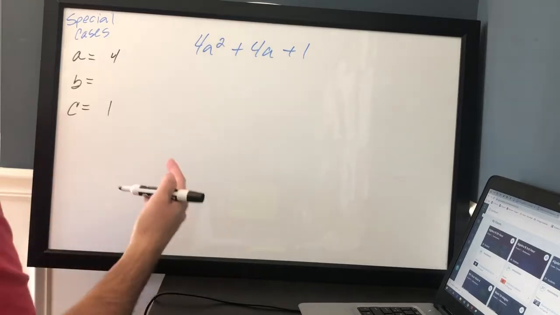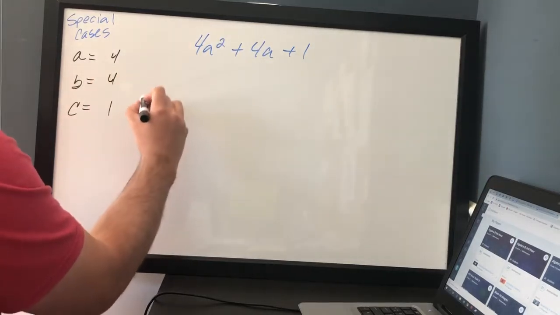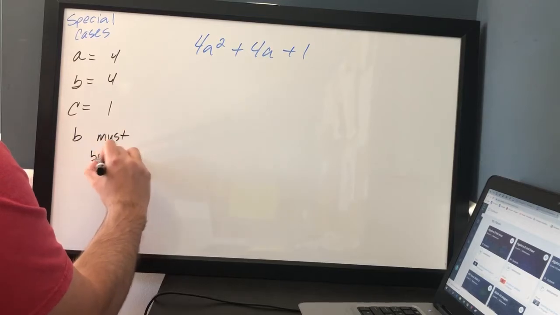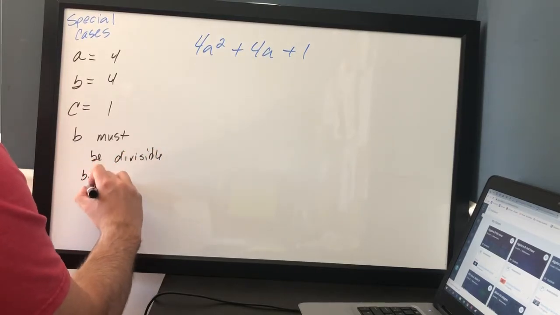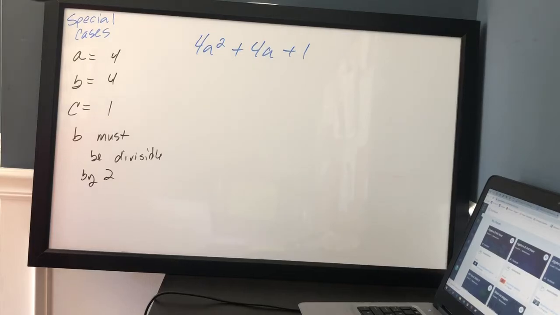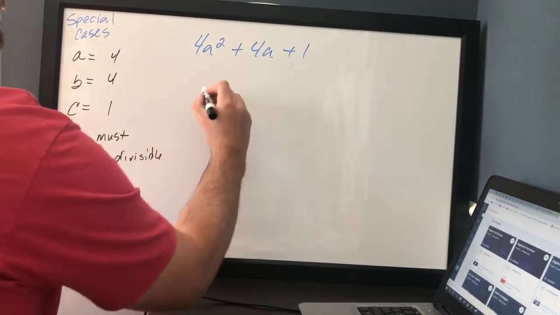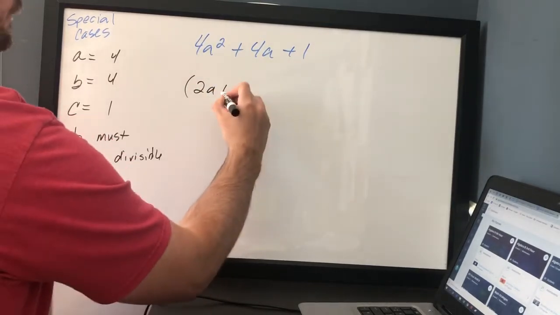Well, is 4 a perfect square? It is. Is 1 a perfect square? It is. And b, which is 4, in order for this to work, b must be divisible by 2. Is 4 divisible by 2? It is. So here's how you do this. What's the square root of 4a squared? It's 2a. What's the square root of 1? Positive 1.